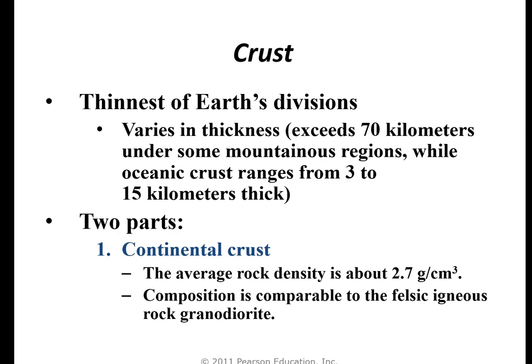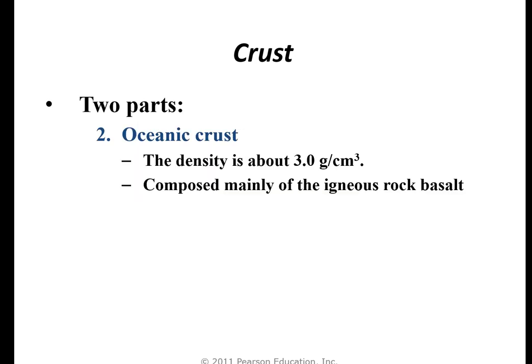Let's look at the crust in detail. The crust is the thinnest of Earth's divisions. It varies in thickness, thick under mountains and thin under the ocean. It has two parts: the continental crust, with an average rock density of about 2.7 grams per cubic centimeter. The average density for the Earth is 5.5 grams per cubic centimeter. The composition of the continental crust is comparable to some felsic igneous rock. And then we have the oceanic crust. Density is a little higher, 3.0, composed mainly of the igneous rock basalt, lava rock.